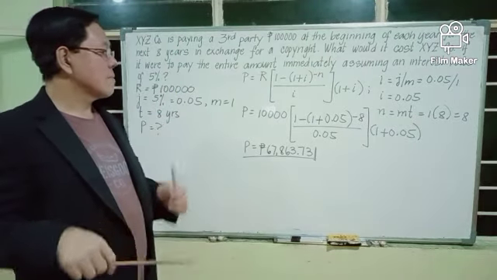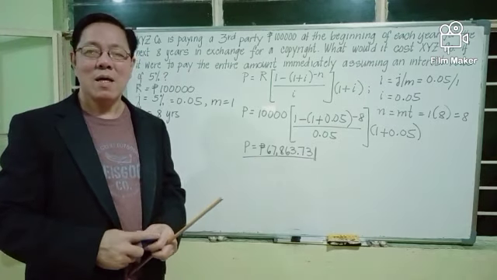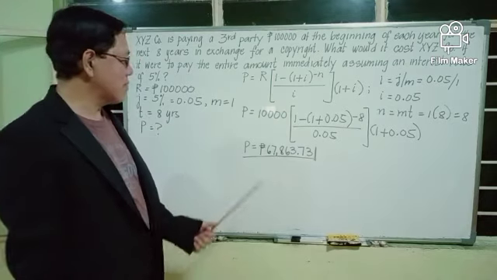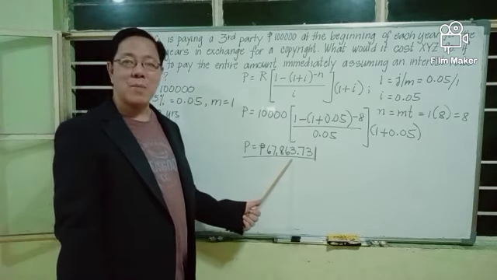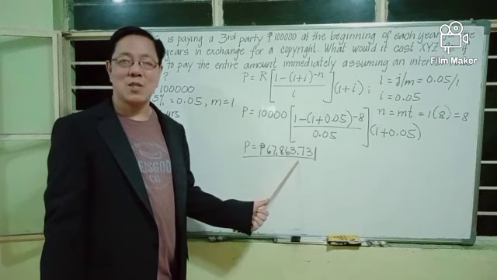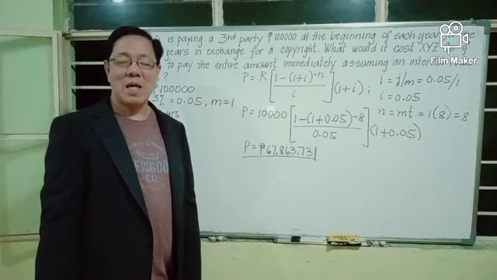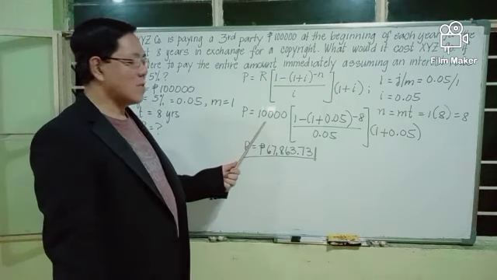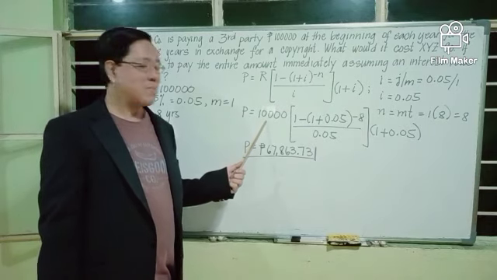The XYZ company has the option of paying the entire amount immediately, or now, or at present, by paying 67,863.73 pesos in exchange for a copyright. Actually, the XYZ company has two options. The first option is to pay an amount of 10,000 pesos at the beginning of each year for 8 years.